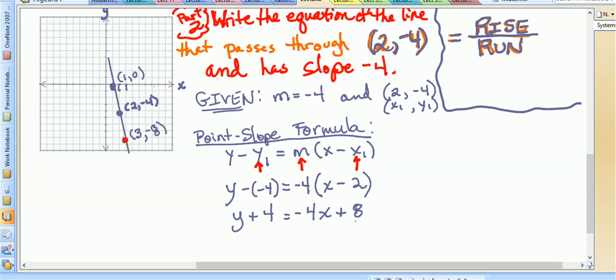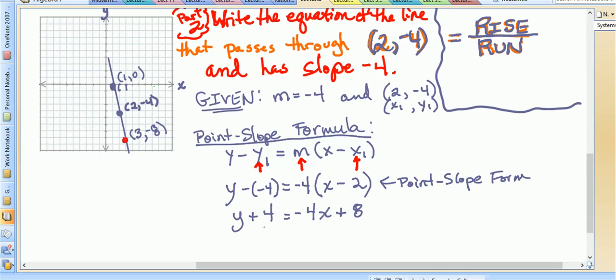Okay, now what we had here at the beginning, if you wanted point slope form, this is where you're at right here. Point slope form of this equation. And let's say I want to put it in slope intercept form.